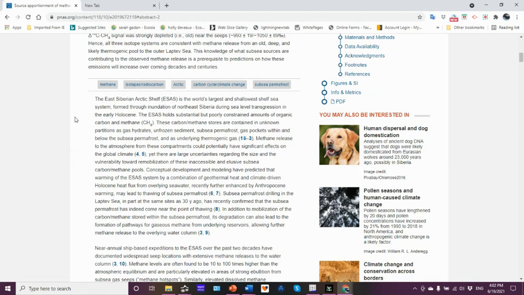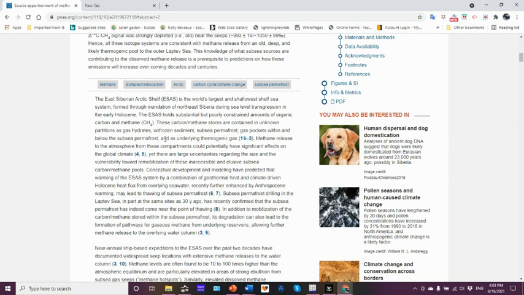The East Siberian Arctic Shelf, ESAS, is the world's largest and shallowest shelf sea system, formed through inundation of Northeast Siberia during sea level transgression in the early Holocene. Translation: ice sheets melted, the oceans filled up, and what was an exposed flat region got covered. And the ESAS holds substantial but poorly constrained amounts of organic carbon and methane. Poorly constrained means that it can be readily released.